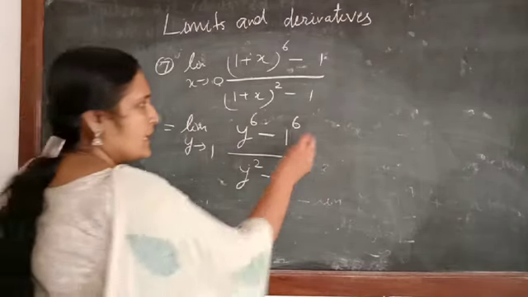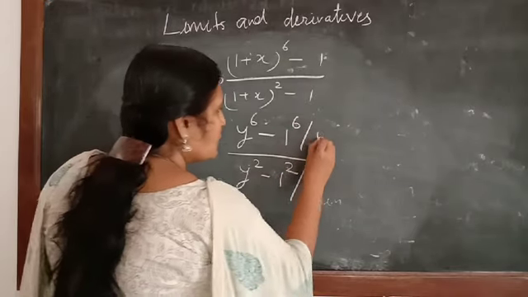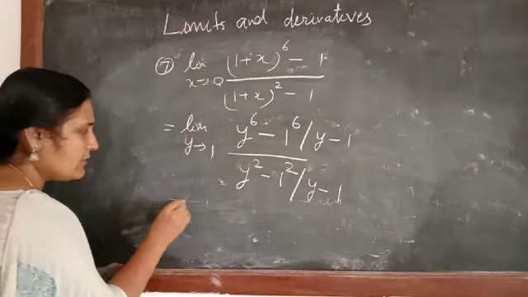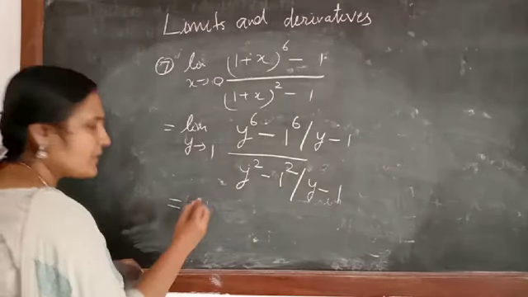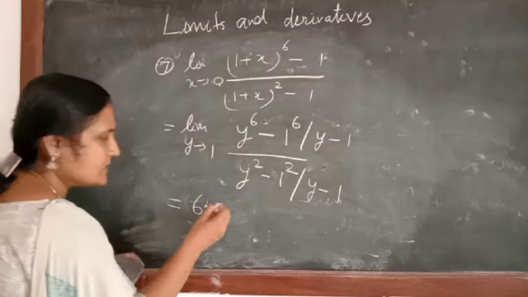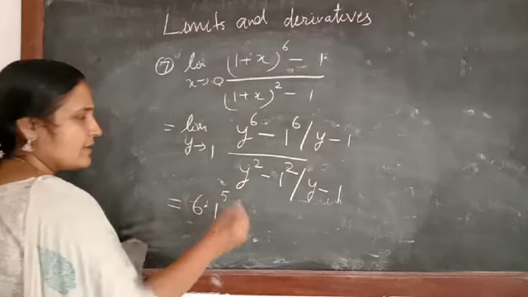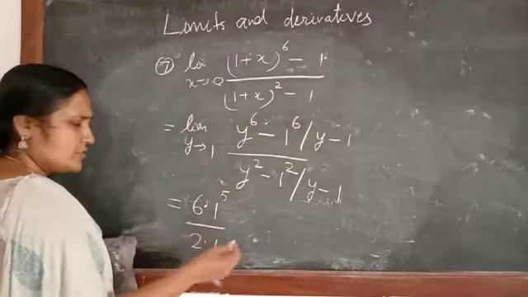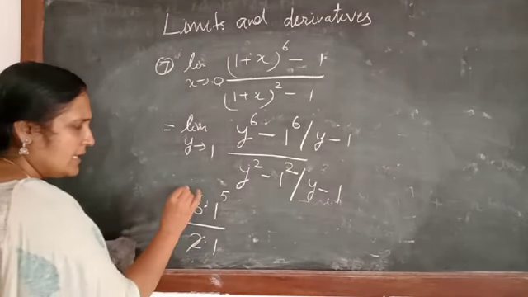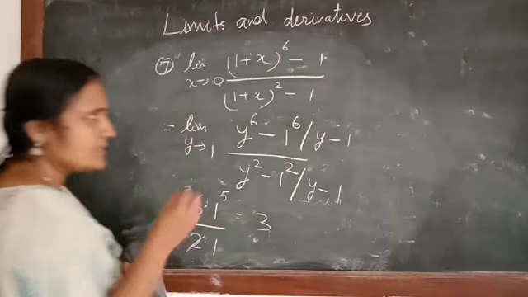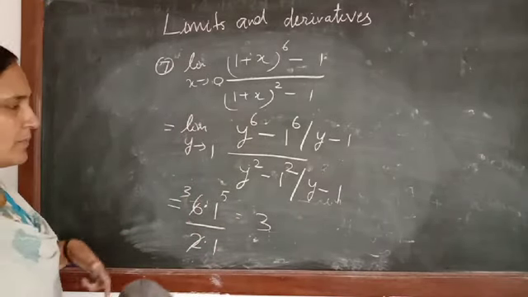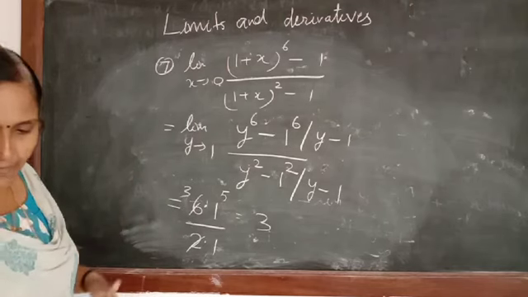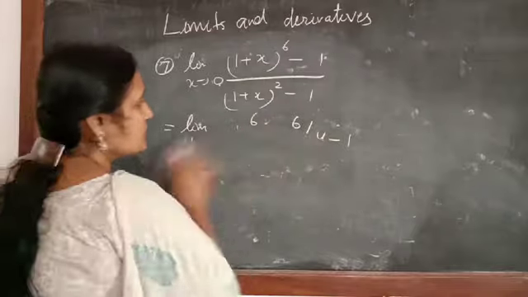So what will we do? Yes, we will divide both numerator and denominator by y minus 1. Now can we use the formula? In place of n what do we have? 6. 6 into 1 raised to 6 minus 1, that is 5, divided by 2 into 1 raised to 1. So that will be equal to 1 only. Here it will get cancelled. We will get the answer equal to 3. So I hope how to use the formulas by doing these questions is clear. Okay. Now write down the next question.